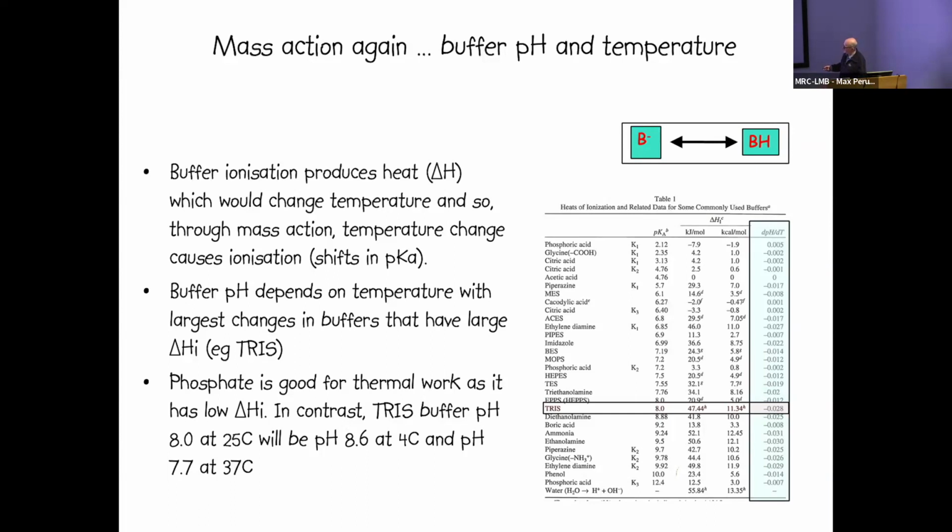In contrast, tris buffer has a very large enthalpy of ionization and therefore a correspondingly large change in pH as a function of temperature. And just to show that, if we have tris buffer pH 8 at 25 degrees C, it will be 8.6 at 4 degrees C and 7.7 if we worked at 37. So again, thinking about thermodynamics and mass action helps us even to do very much more practical work in the lab, like choosing an appropriate buffer.